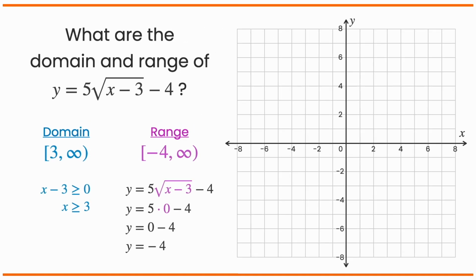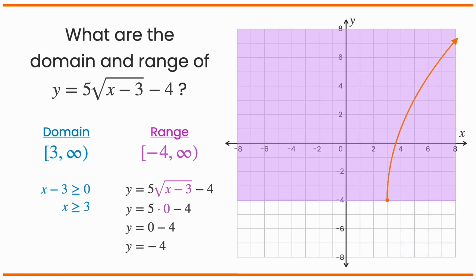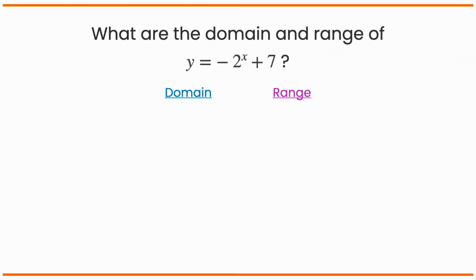Let's look at the function's graph to validate our answers. The square root parent function starts at the origin and extends infinitely upwards and rightwards. The negative 3 and negative 4 have shifted it 3 units to the right and 4 units down. The coefficient of 5 has vertically stretched the graph, but this actually doesn't have an impact on the domain or range. In the graph, we can see that the function starts at an x value of 3 and extends infinitely rightwards, and starts at a y value of negative 4 and extends infinitely upwards. Great job. Let's keep practicing.